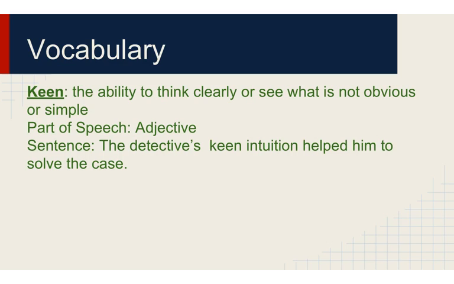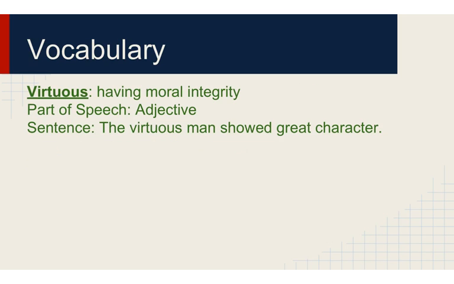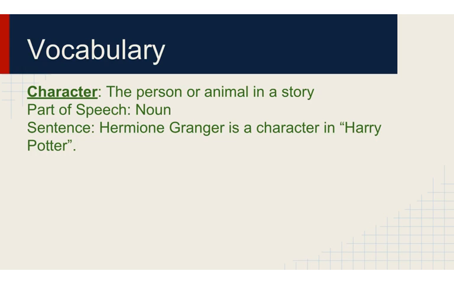Keen. The ability to think clearly or see what is not obvious or simple. The detective's keen intuition helped him to solve the case. We also hear a lot about a keen sense of sight. Virtuous means having moral integrity. The virtuous man showed great character. Hopefully you're all striving to be virtuous in your daily lives. And character is the person or animal in a story. This one's included not because you don't know what it is, but mostly because a lot of us have trouble spelling it.